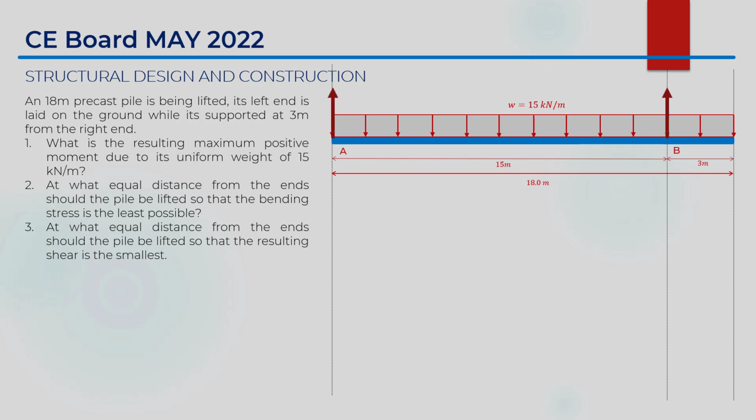So it is lifted. This is the beam, and there is a uniformly distributed weight of 15 kilonewton per meter, supported at 3 meters from the right end. Let us denote this as A, and this would be B. It is 18 meters long, so there are 3 meters hanging, which means there are 15 meters remaining here.